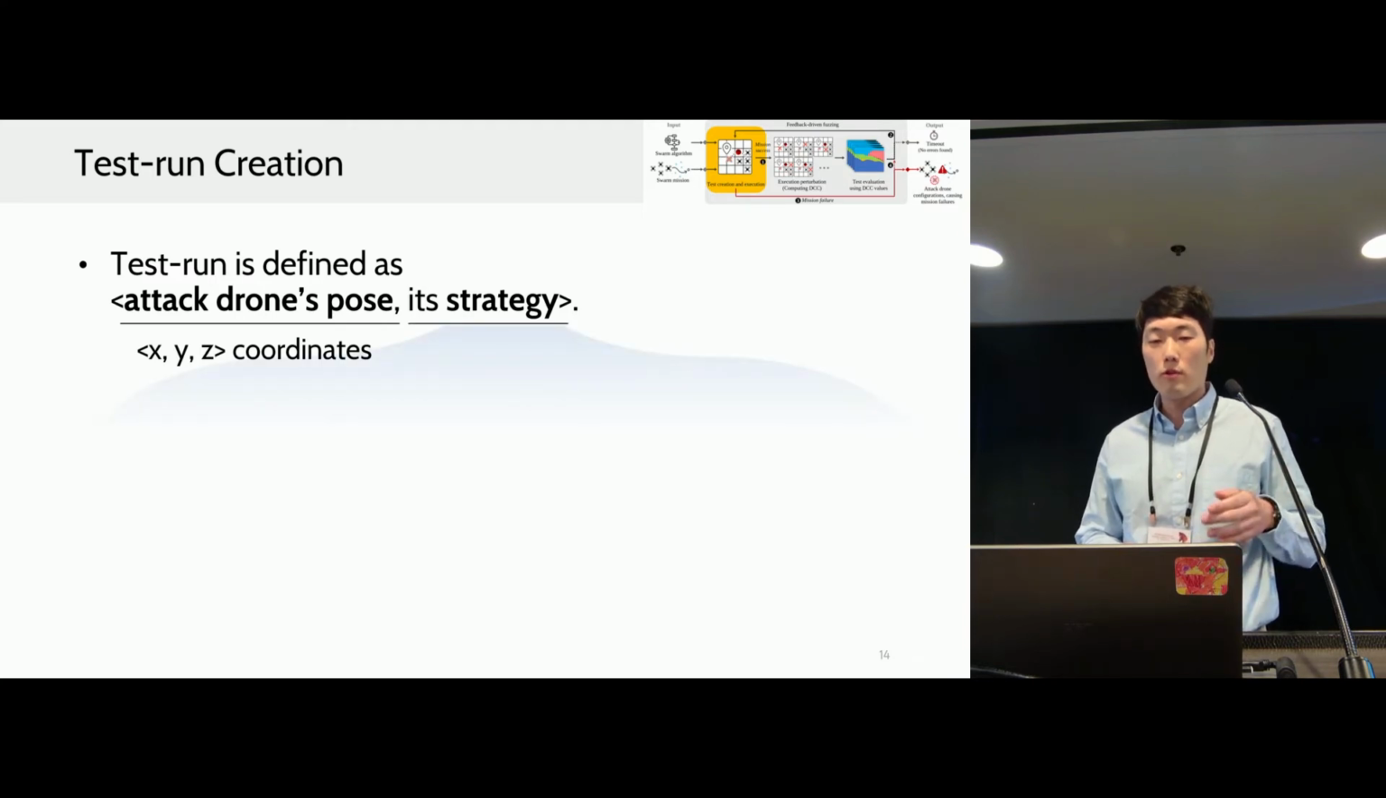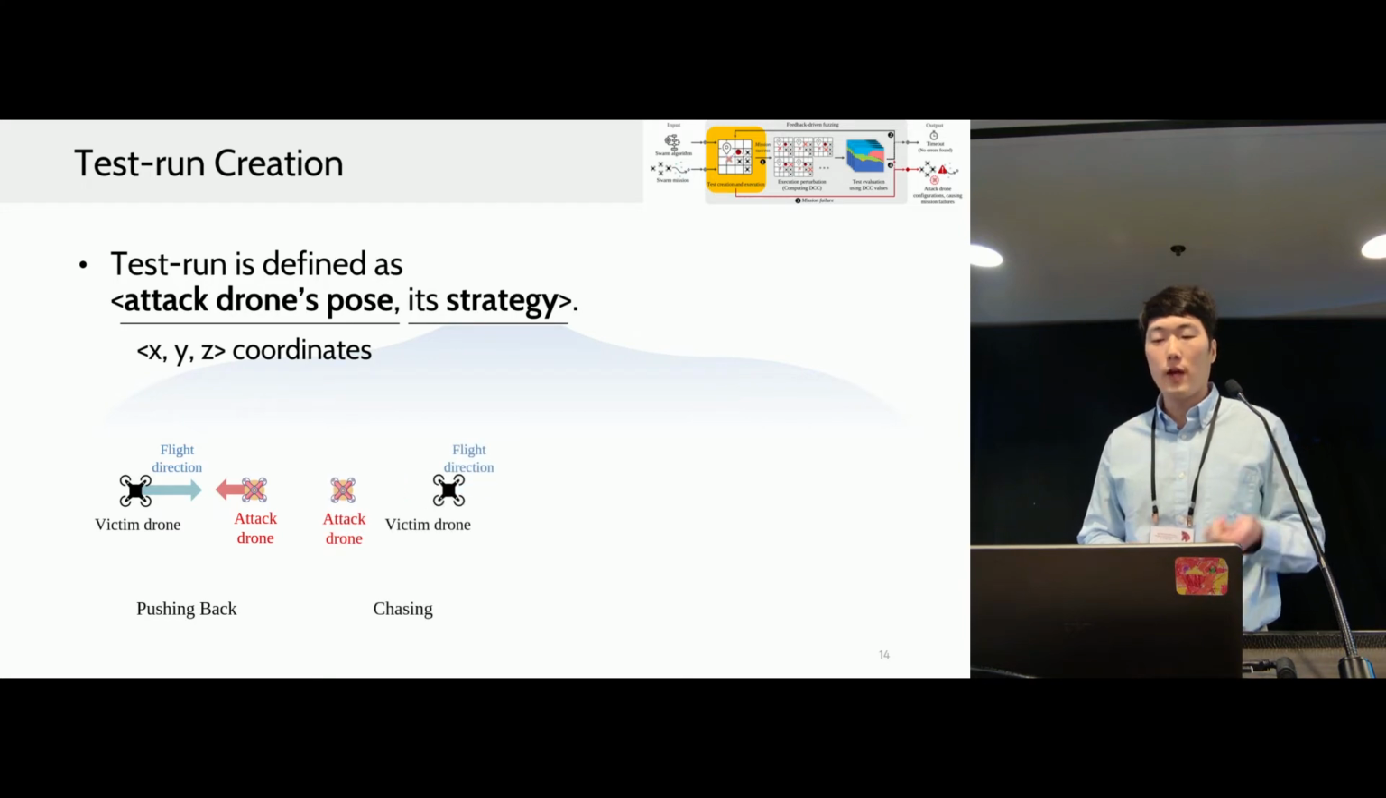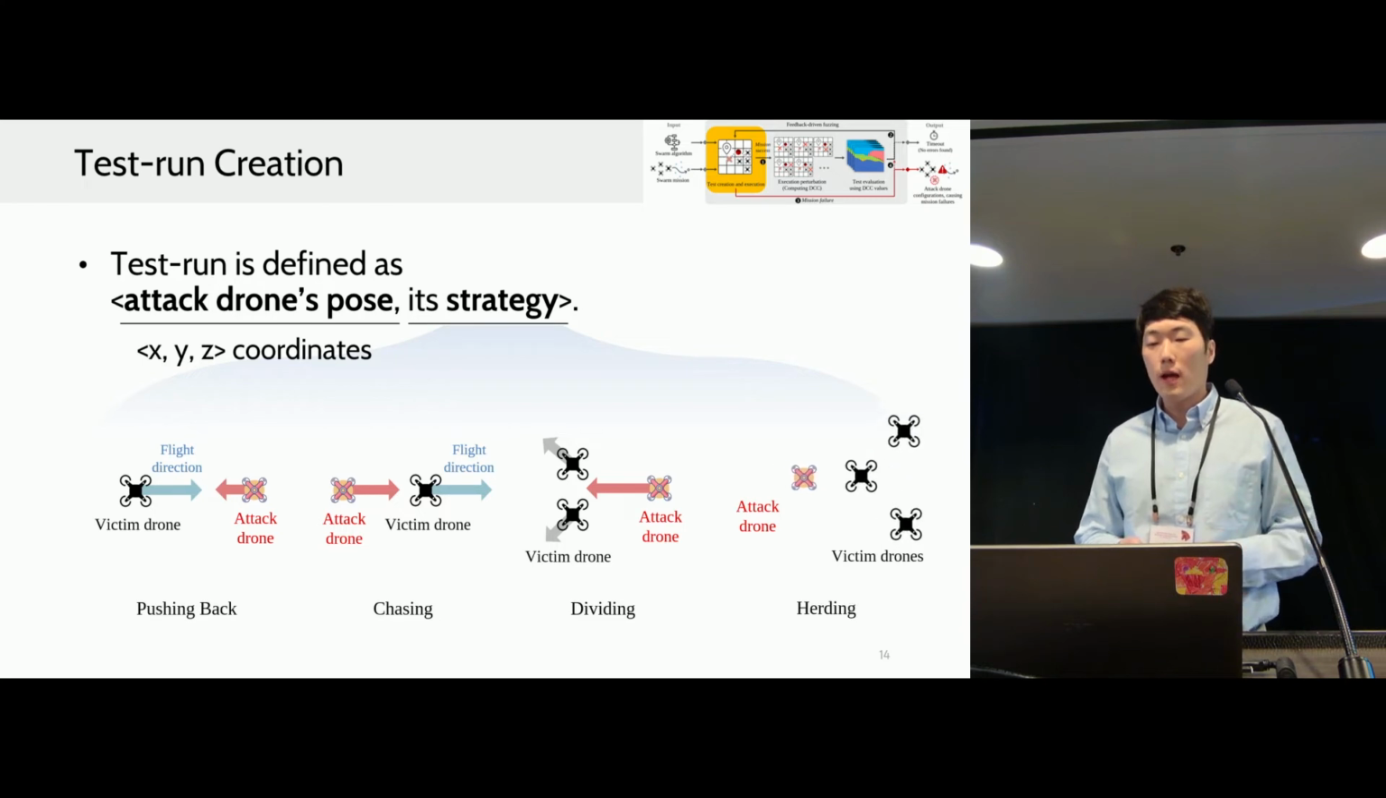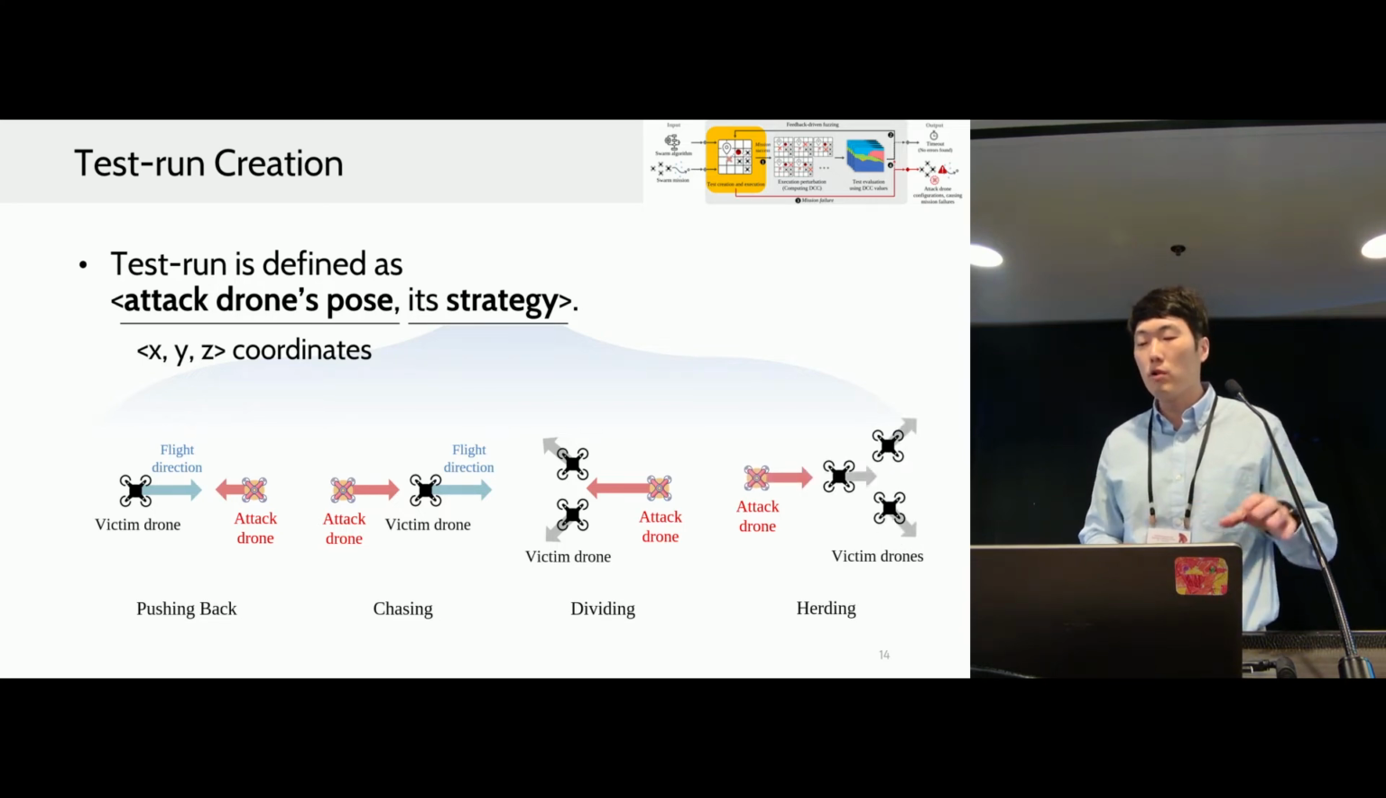And we have 4 strategies that the attack drone is going to use. One is that it pushes back the victim drone by flying against it. The second is that it chases a victim drone to interfere. The other one is that the attack drone flies between 2 victim drones to separate them. The last one is that it flies around the victim swarm to manipulate it. These are basic strategies we want to show. Even with these basic strategies, our technique is effective. These attack drone poses and strategies are the target of mutation.